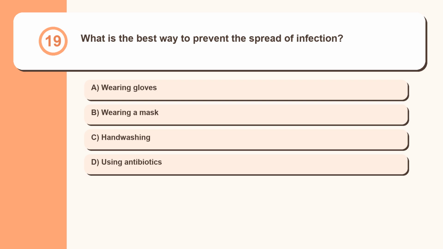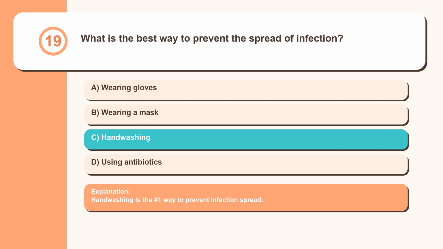Question 19. What is the best way to prevent the spread of infection? Wearing gloves. Wearing a mask. Hand washing. Using antibiotics. Answer: hand washing is the number one way to prevent infection spread.